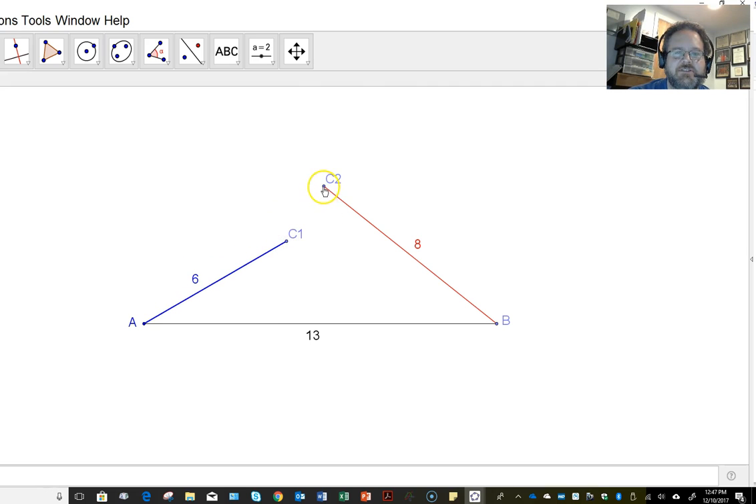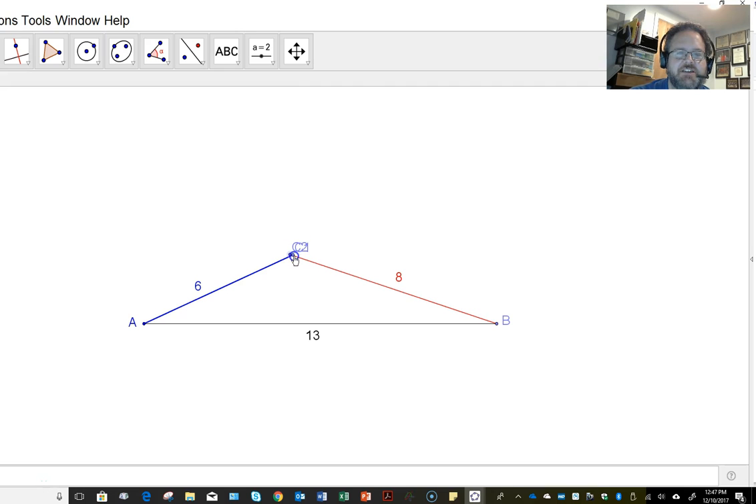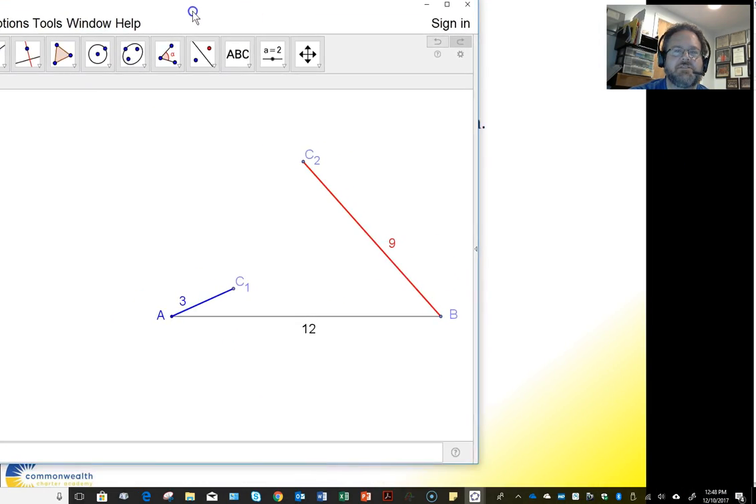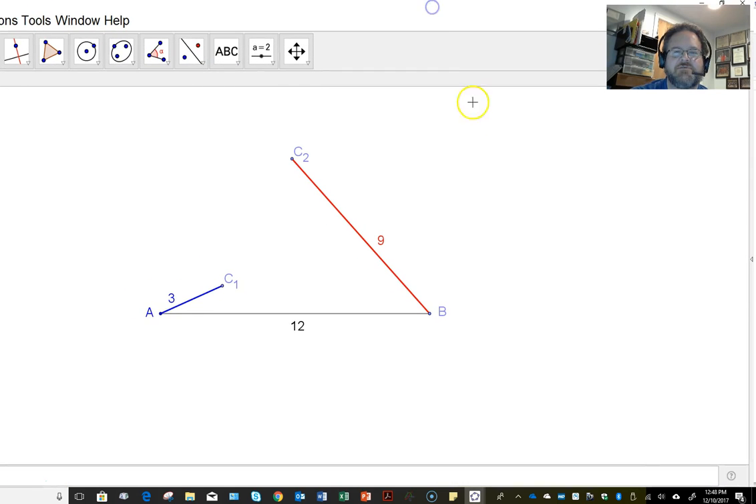Well, as I draw these closer and closer, and move this up a little bit, and this up a little bit, I can form a triangle. So yes, I can have a triangle of lengths 6, 8, and 13. On the other hand, when I look at the second scenario, can I have one with side lengths 3, 9, and 12?